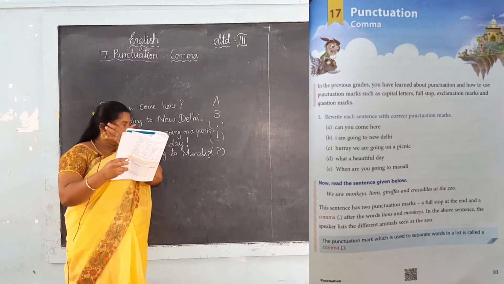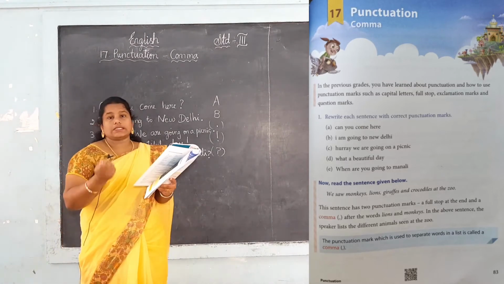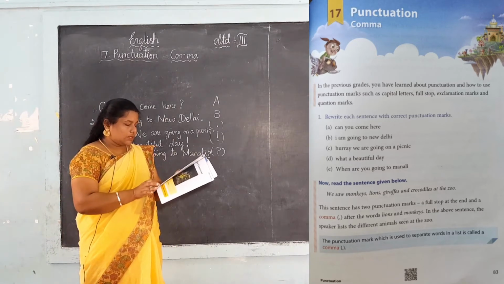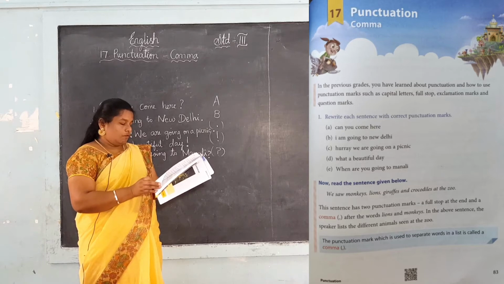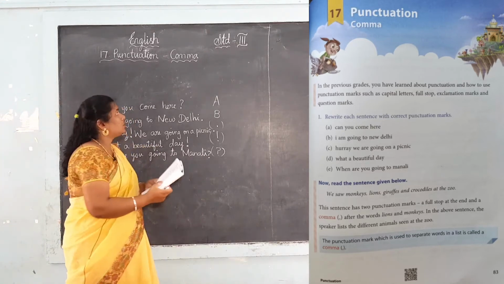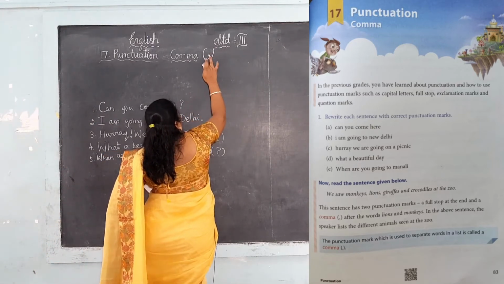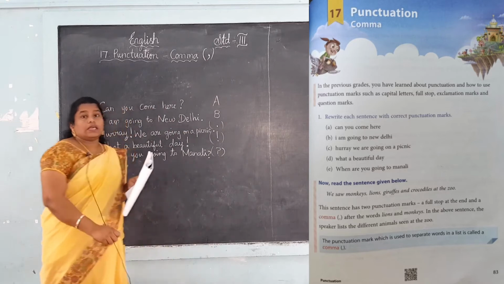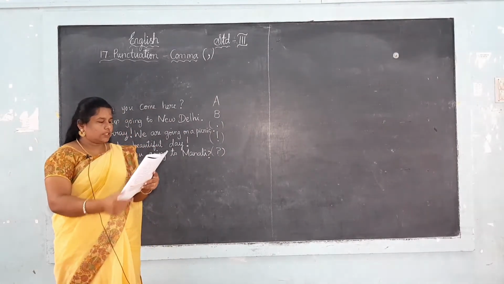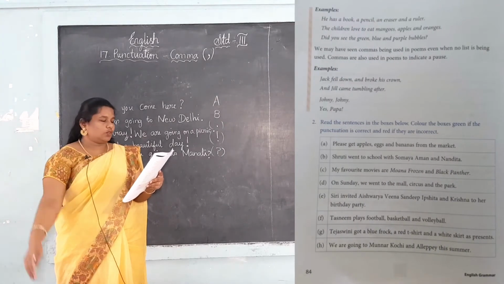See, comma, we want to use in a list in a sentence. Already we learned, see that blue box: the punctuation mark which is used to separate words in a list is called comma. This is comma. When do we want to use this comma? Yes, in a list in a sentence. See, next page: he has a book, pencil, eraser. Like this we want to use comma.